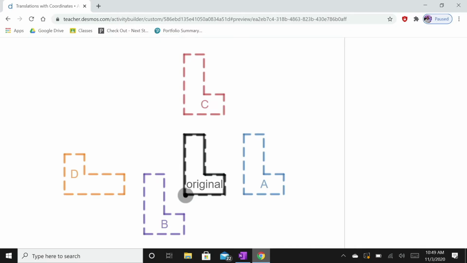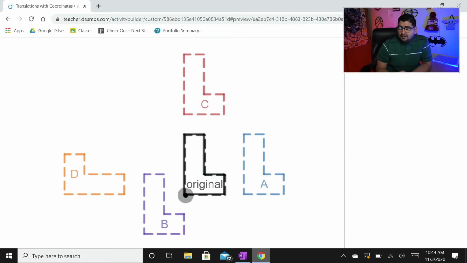Now I'm going to show you a quick example of what it looks like to translate a different shape. Here you'll see an original image, and it's in the shape of an L. It's that black shape that we're looking at. That's the one we're starting with, our original. And here are 3 good examples of what a translation could look like.